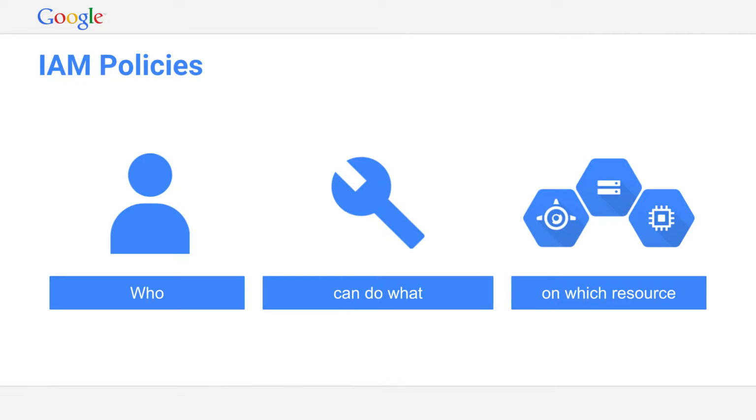Meaning, can it access storage? Can it access a database? Can it create a VM instance? Can the person or the thing create a firewall rule? Can it create or update a network? All those things are what can it do. And the resources are what I just mentioned. It could be cloud storage, virtual machines, firewall rules, networks, a whole host of GCP resources. But that's the basics of what IAM and IAM policies is all about.